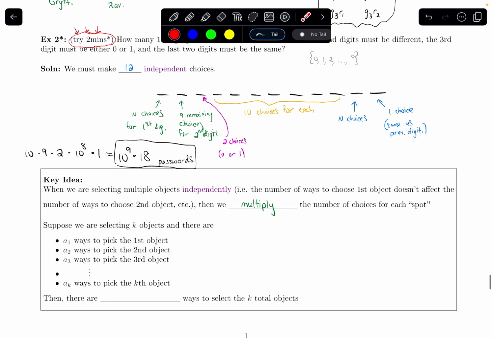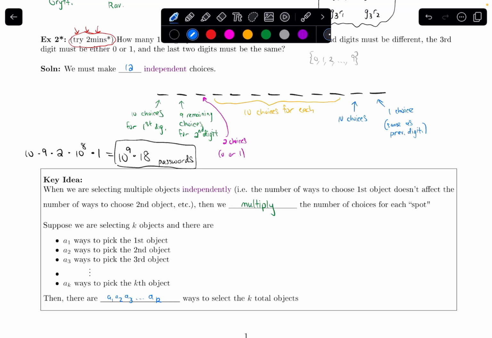Okay, so in general, if I'm selecting k objects, and there are A1 ways to pick the first object, A2 ways to pick the second object, and so on until AK ways to pick the kth object, then the total number of ways to pick these k objects is these things multiplied: A1 times A2 times A3 ... times AK. All of them are going to get multiplied together. So when we have independent choices like this for each spot in counting problems, we end up multiplying together.